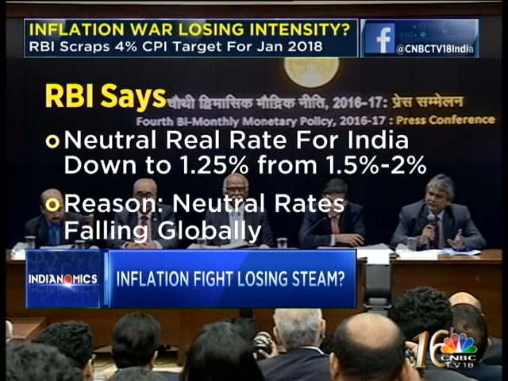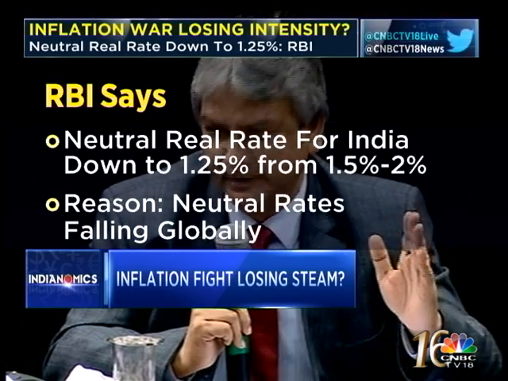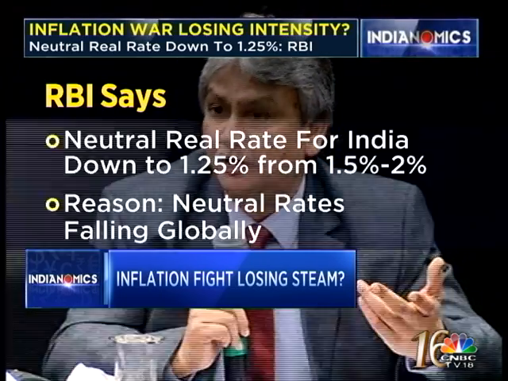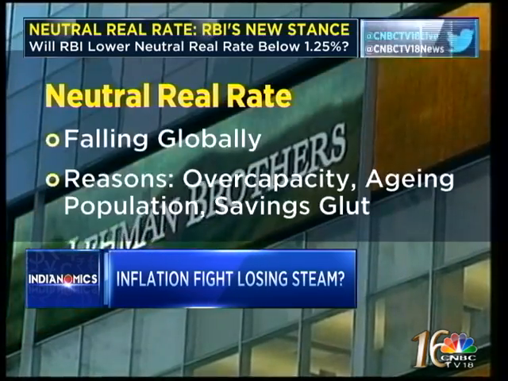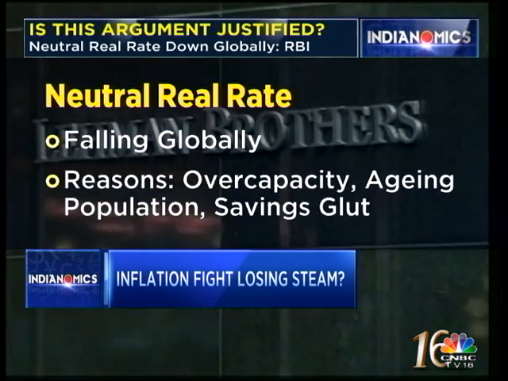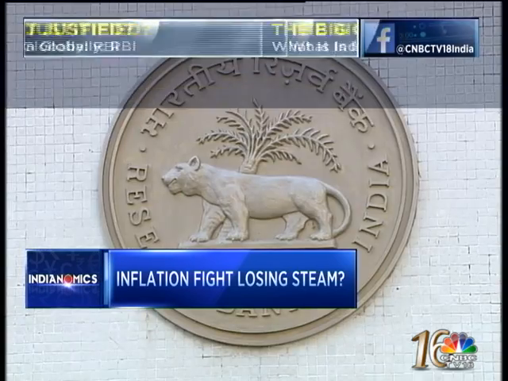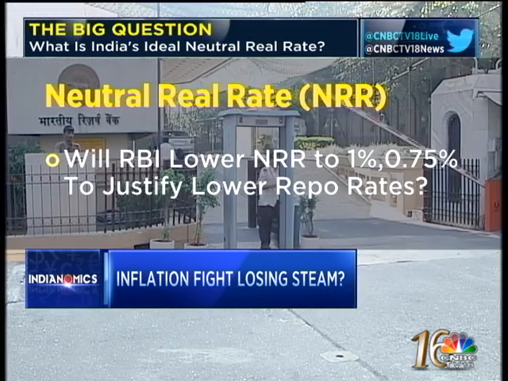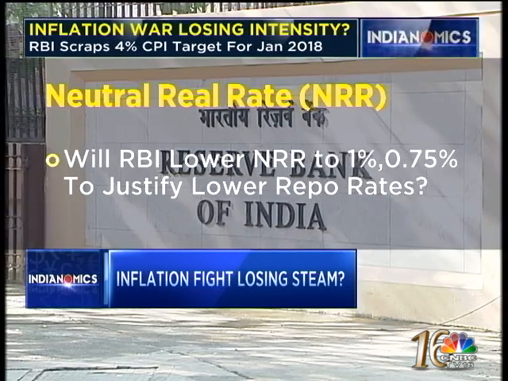What changed in October 2016 from the trends in 2014 to 2016? RBI merely said neutral rate has fallen globally. But the global neutral rate has been falling since the financial crisis of 2008 due to overcapacity, demographic aging, excess saving, etc. This process is now troughing out. Also, if RBI arbitrarily says the neutral rate has fallen to 1.25%, can it lower it further to 1% and then to 0.75% to justify lower and lower policy rates?